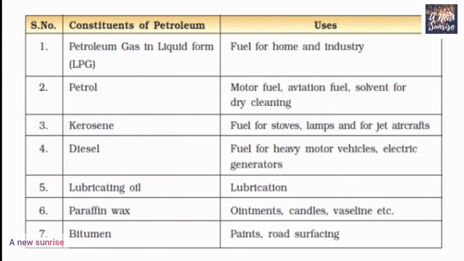Next constituent of petroleum is kerosene. Kerosene is used as fuel for stoves, lamps, and for jet aircraft. Next is diesel. Diesel is a fuel for heavy motor vehicles and also electrical generators. Lubricating oil is used for lubrication. Paraffin wax is used in ointments, candles, Vaseline, etc. Bitumen is used in paints and also in road surfacing.